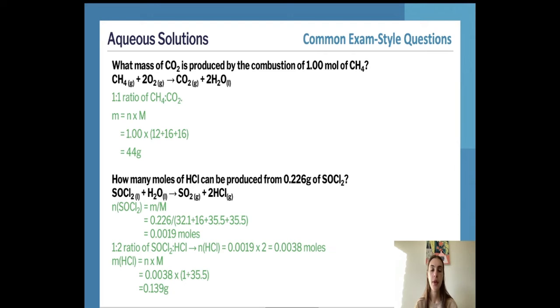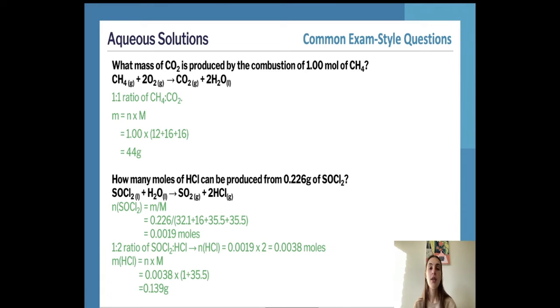And so another thing we've got to do again is we've got to look at our ratios. So we can see we want to figure out how many moles of HCl can be produced from 0.226 grams of SOCl2. So we can see that there is a 1 to 2 ratio of HCl. So we just got to take note of that for now. We'll come back to that because we've noticed that there is grams for SOCl2.